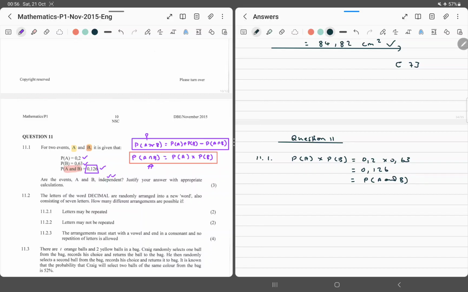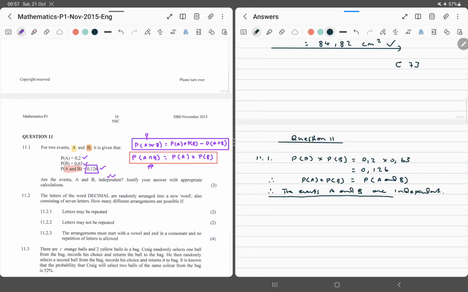If that is the case, we can make that conclusion. Therefore, the probability of A times the probability of B is equal to that. We can say, therefore, the events A and B are independent.